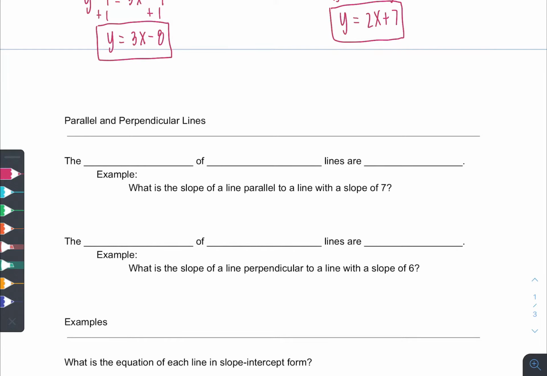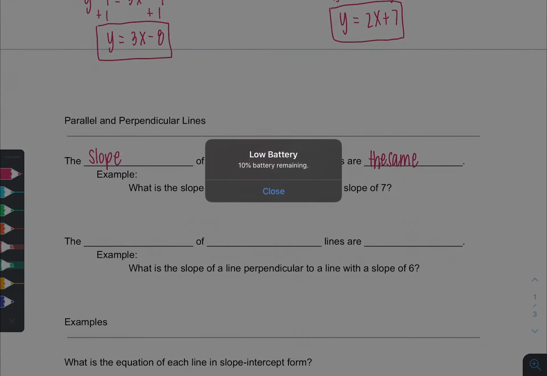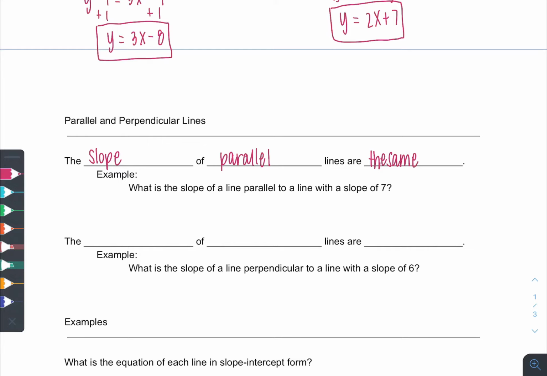Okay, so I'm trying to think of what these blanks are. Oh, okay, here we go. The slope of parallel lines, I just couldn't remember what came first, but I just read below. Slope of parallel lines are the same. So the slope of a line parallel to a line with a slope of 7 is 7.